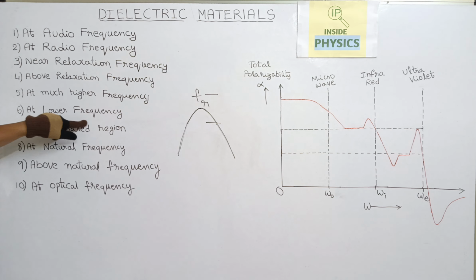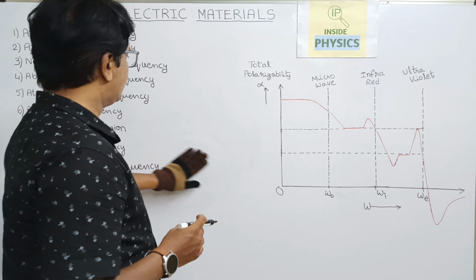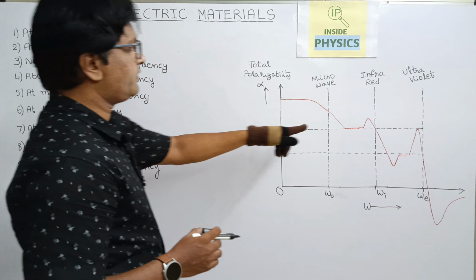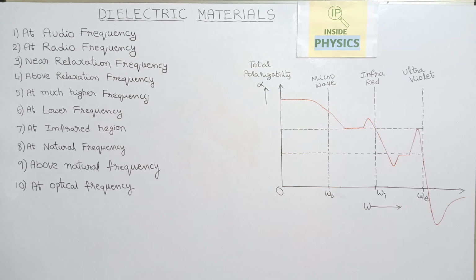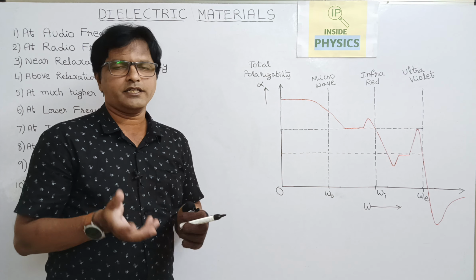At lower frequencies, the power loss will be maximum because that is not a comfortable frequency for the dipoles. At the infrared region, I have given the region here. What happens at the infrared region? The infrared radiation is nothing but heat radiation.